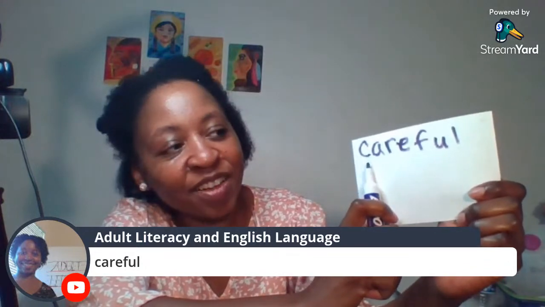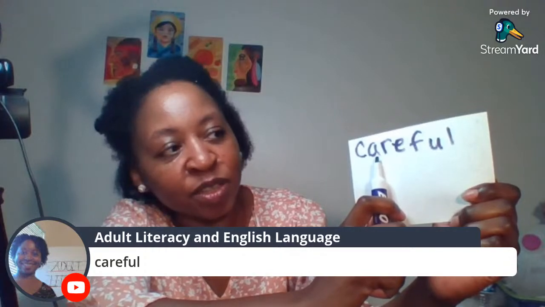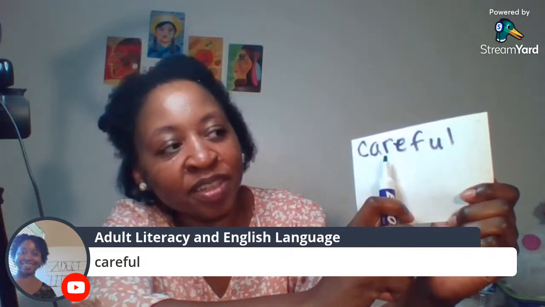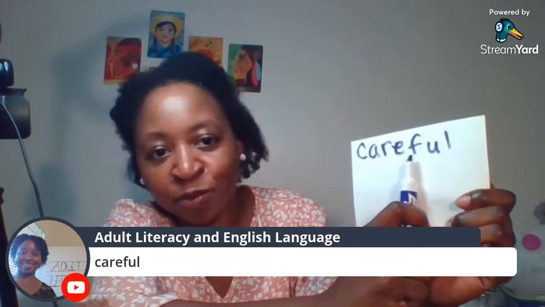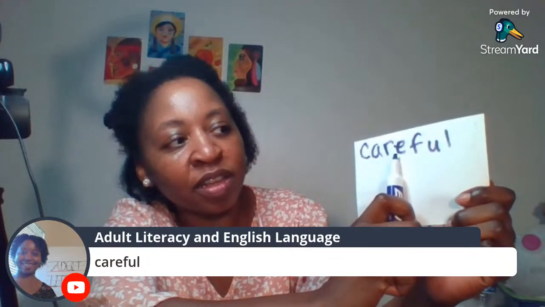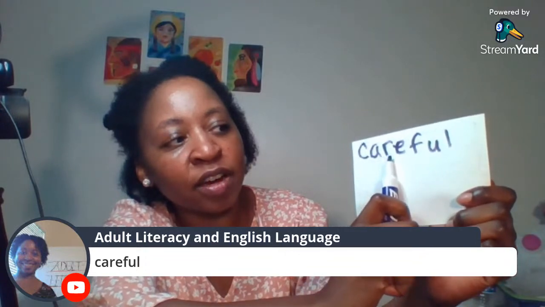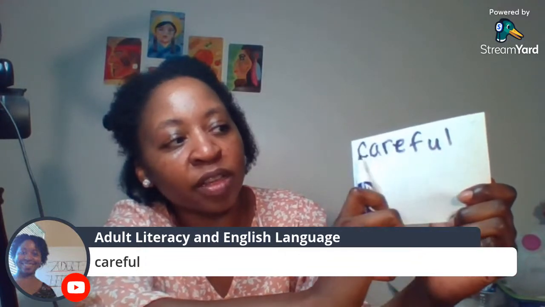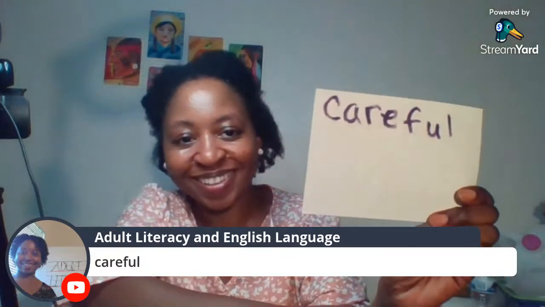C has the cuss sound. The A has the S sound in this word. R has the rus sound. The E is silent, and we have our suffix F-U-L for the full sound. K, air, oh, k, air, oh, careful. C-A-R-E-F-U-L, careful. Okay, so you can write these words in a sentence.